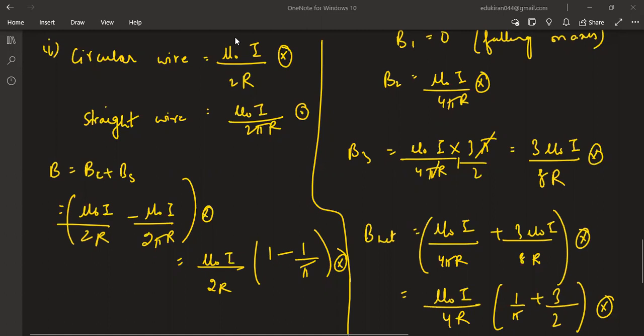You all can keep on leaving as you write this part. Rest of the portions we'll do tomorrow. So those who have completed, you can keep on leaving.